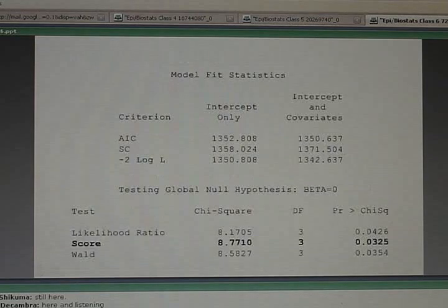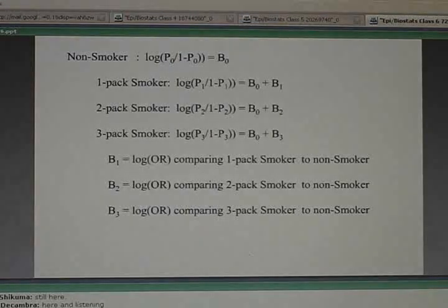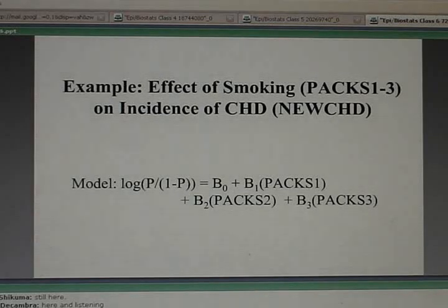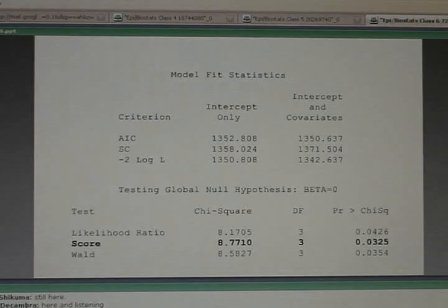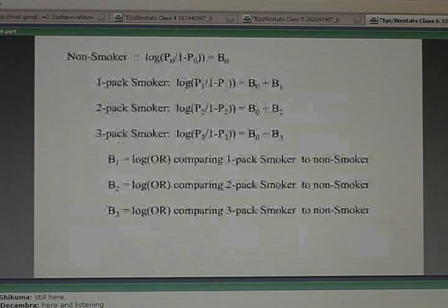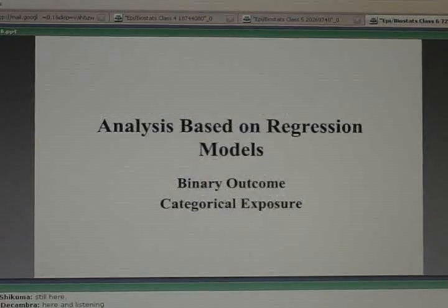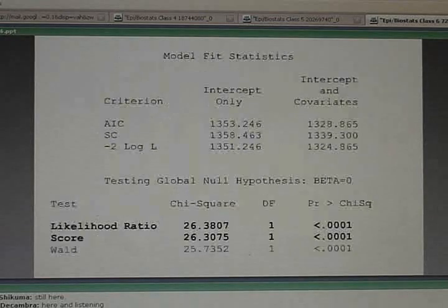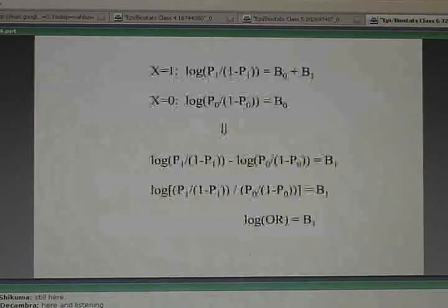So knowing that, what happens if we fit this model? The model again says the log odds of developing new CHD is B0 plus B1 times PAX1 plus B2 times PAX2 plus B3 times PAX3. What do we get from SAS for an output? We get some model fit statistics. We get some tests for the null hypothesis. Notice this score test, 8.7710, with a p-value of 0.0325, is nothing more than the chi-squared test of association we got on the original 4x2 table.